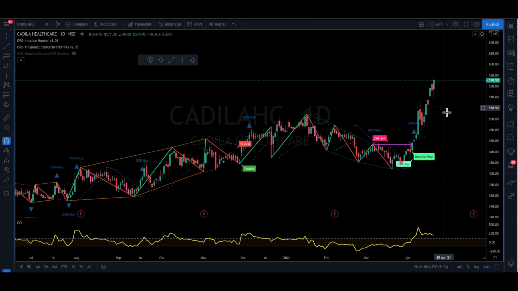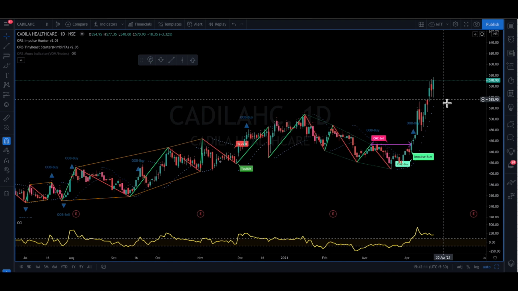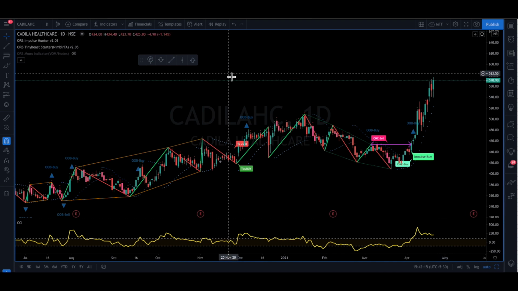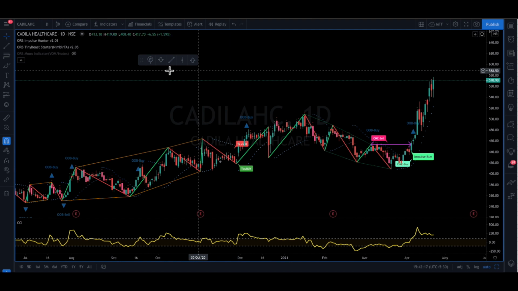And of course, it has not retraced much on the daily chart, as we see that the stock is actually in a very bullish frame of mind. What I generally also do is that when I check the stocks, I also like to check a few other parameters. And one parameter which I love checking is the moon parameter. So what's happening here as far as the moon indicator is concerned?